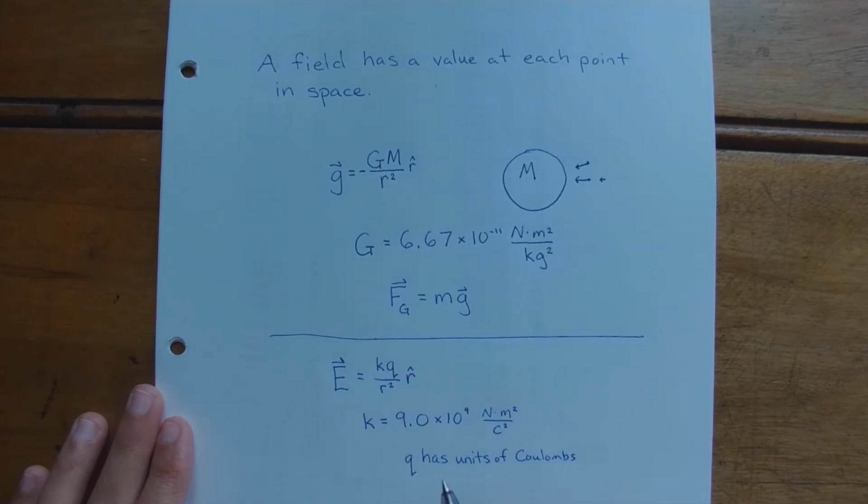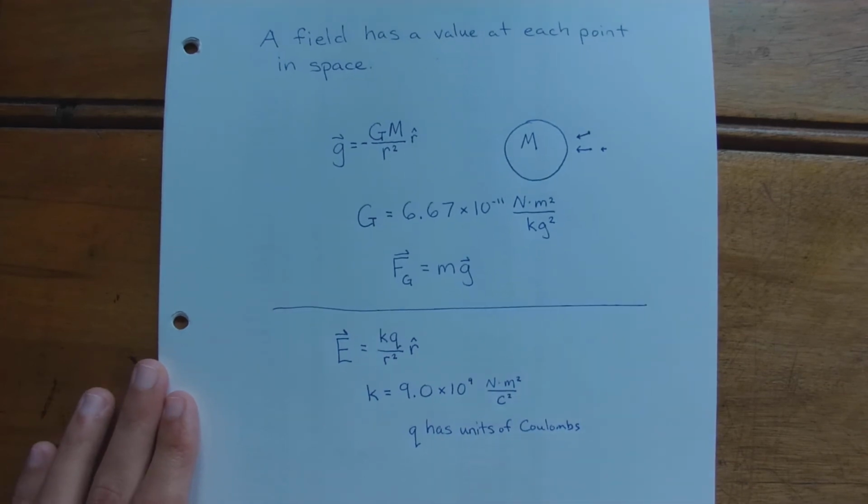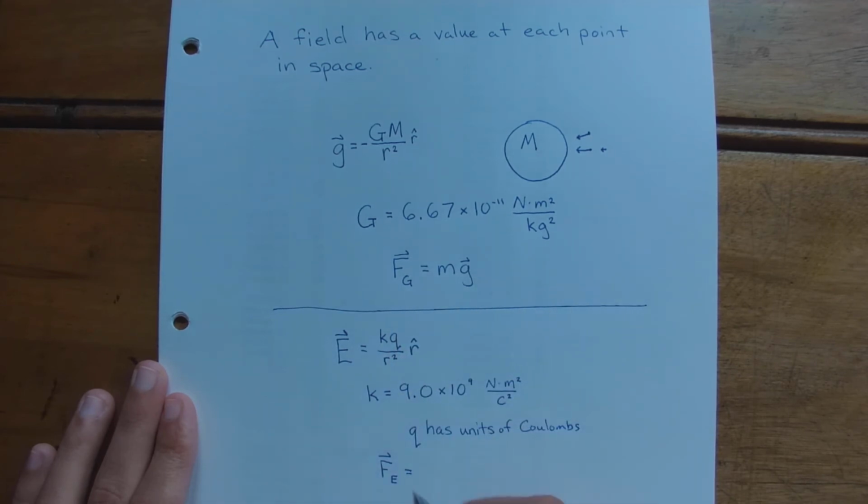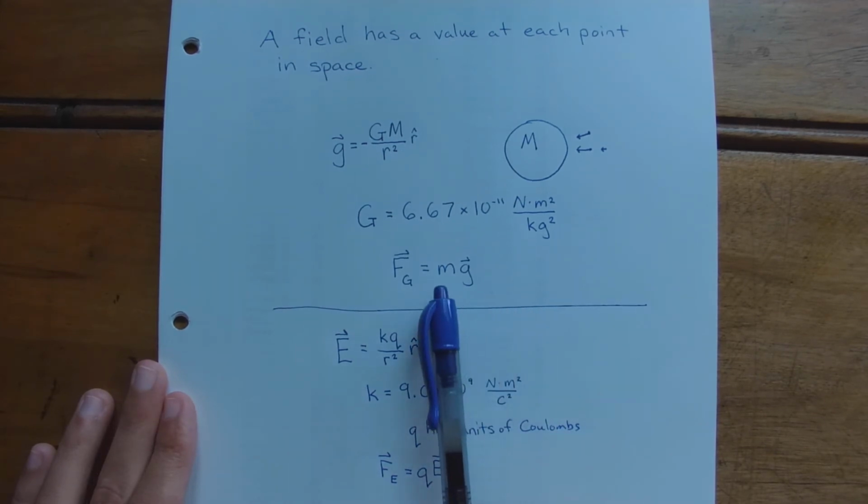And if we want to calculate the electric force, which we'll be doing in the next section of the book, the electric force, so let's call it F sub E, so we don't confuse it with the gravitational force, that is Q times the electric field. So here we had mass times the gravitational field giving us the gravitational force. Here we have charge times the electric field giving us the electric force.